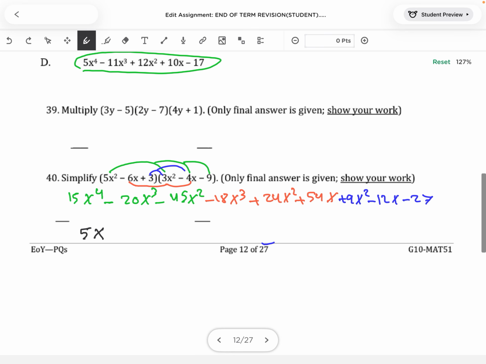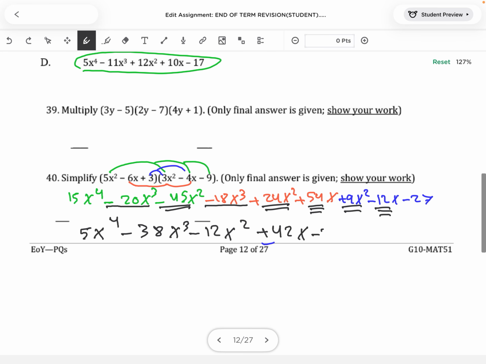And now we combine the like terms. 15x to the power 4 will be done. Minus 20x to the power 3 minus 18 will be minus 38x to the power 3. Minus 45 plus 24 plus 9 is negative 12x squared. 54 minus 12 is plus 42x, minus 27.